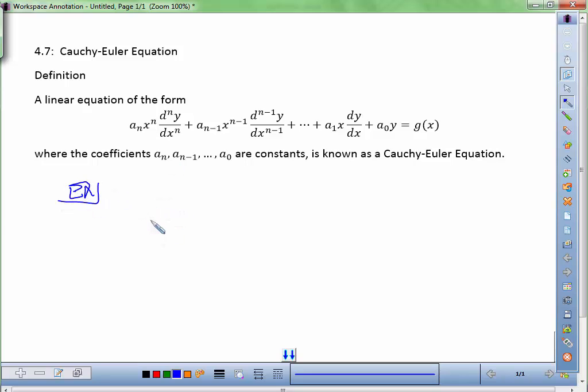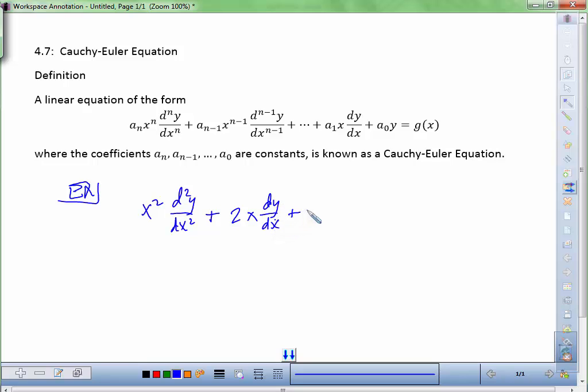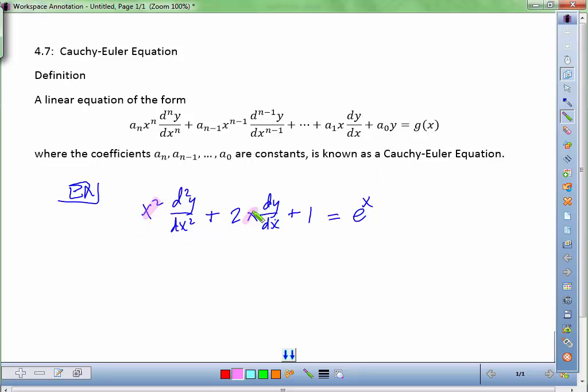So, for example, a second order Cauchy-Euler equation would be x squared d squared y dx squared plus 2x dy dx plus 1 is equal to, and now another function here like maybe e to the x or something. So this would be an example of a Cauchy-Euler equation. Like I said, it's very close to what we've been solving, except we have the x powers. Oh, I'm sorry, I'm missing a y here.